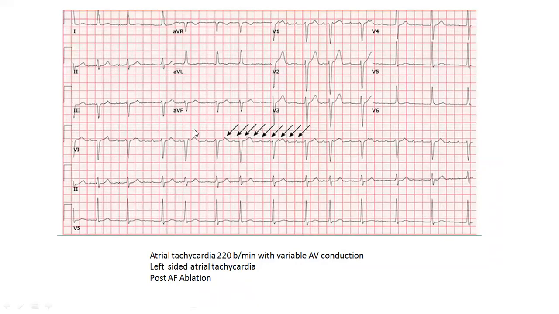Then this is another ECG. This is also a diseased heart. You can see P waves identified in lead V1.